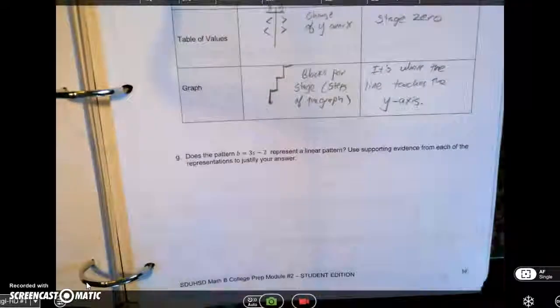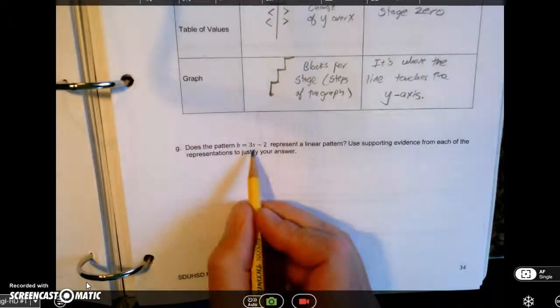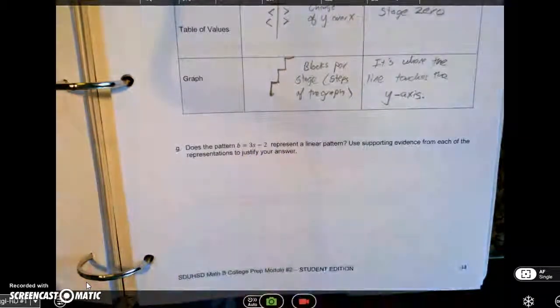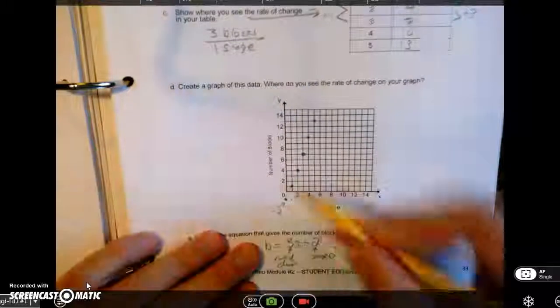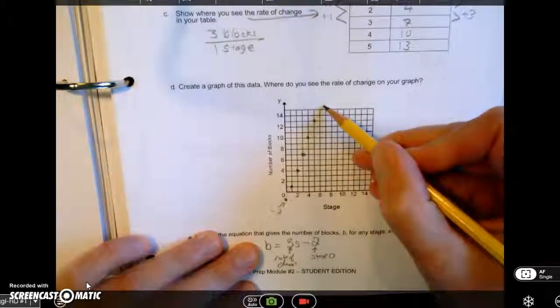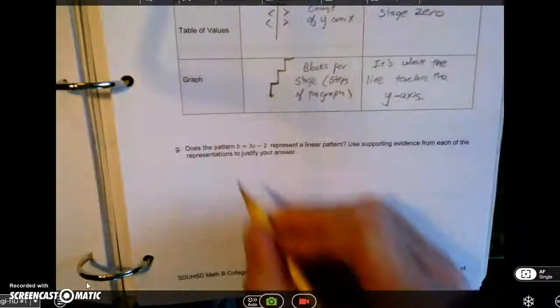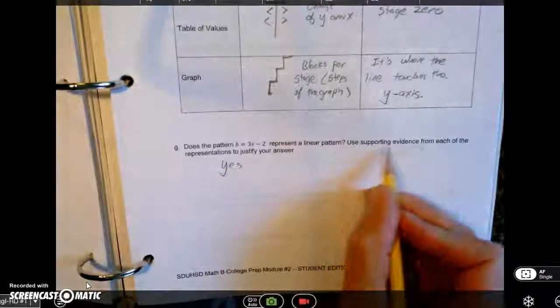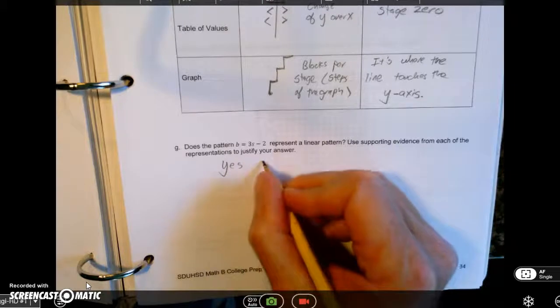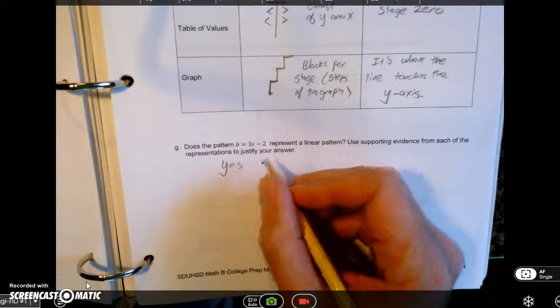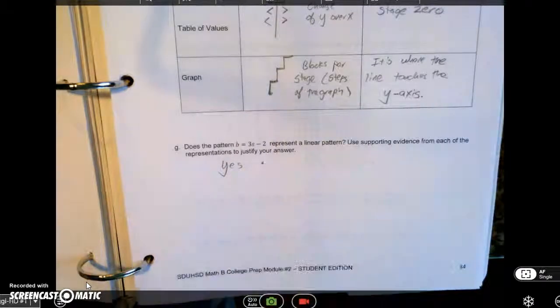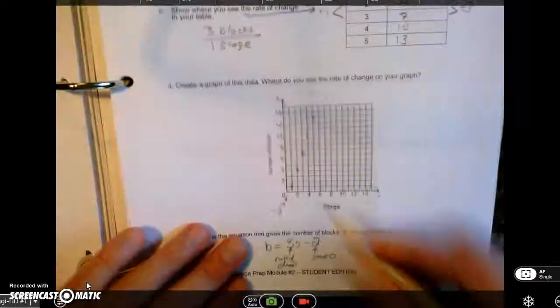Okay, last question. Does the pattern b equals 3s minus 2 represent a linear pattern? Well, the question is, does this represent a line? And of course, we know it does. Yes, it does. And it's saying use the evidence from each of the representations to justify. So since I'm running out of time on my video here, I'm going to let you look back and talk about why, of course, this represents a line.